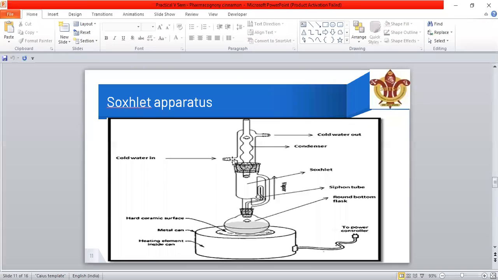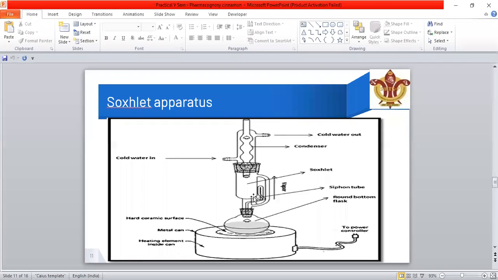Inlet is connected with the running cold water, and outlet with the running hot water. Since the cold water will come here, the steam will get contact with the cold water and get condensed, and the condensed solvent will drop slowly on the drug, and slowly the drug is going to be extracted with the solvent.